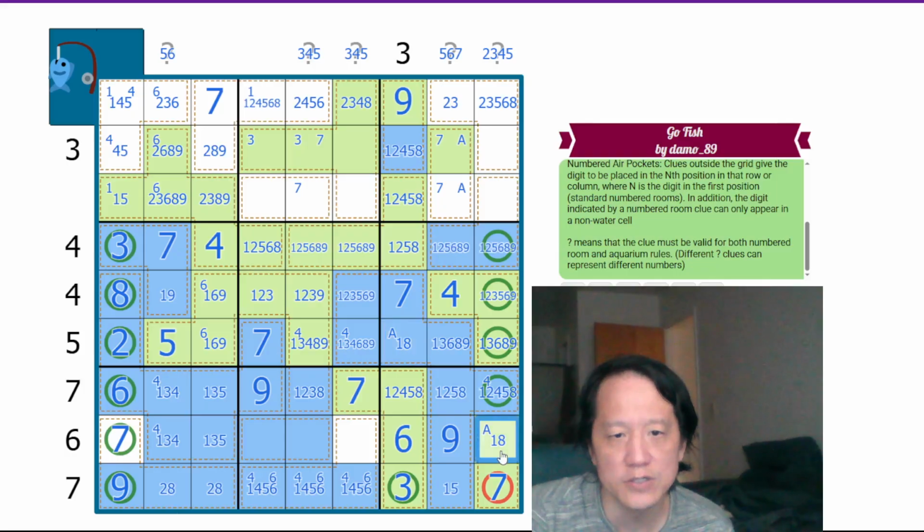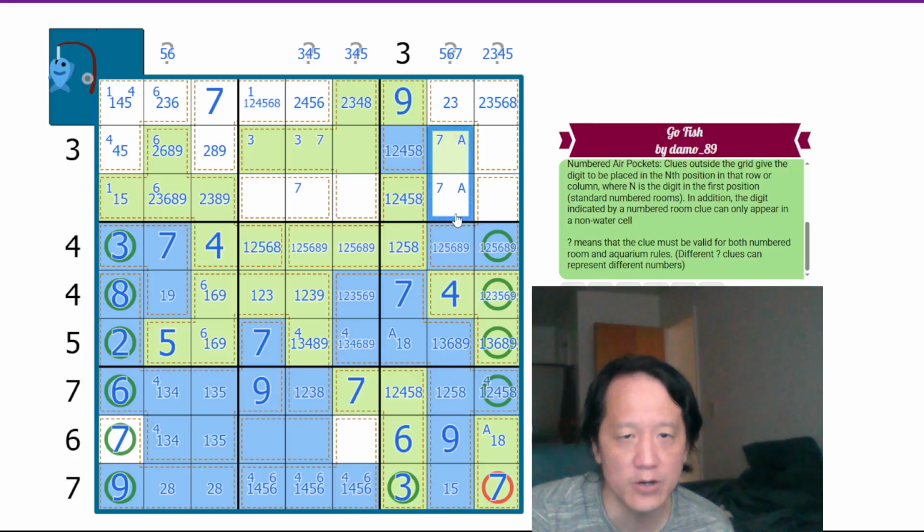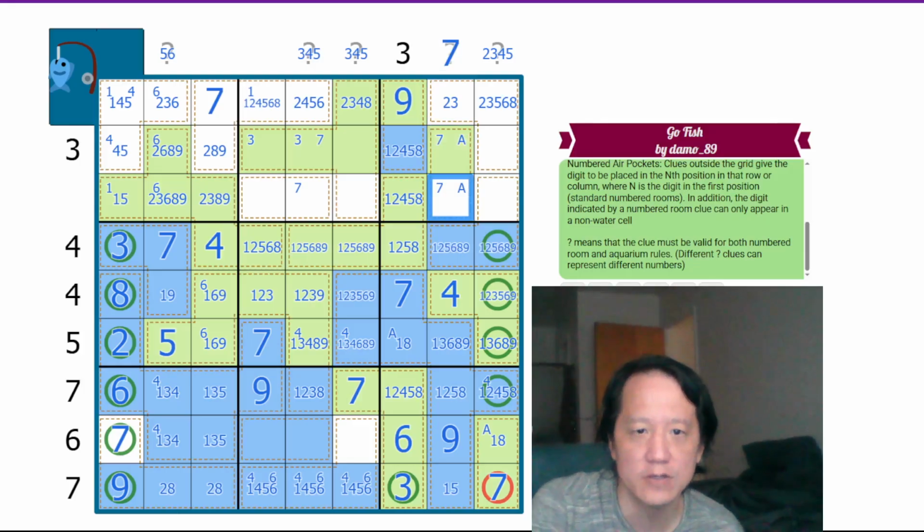So these are the same, because this can't be here, it can't be in the same cage, it can't be the 7, it has to be that digit there. So this is a 7A pair here. Well, A can be 1 or 8, but 8 doesn't work as a digit here. So in the 2 or 3 spot has to be a 7. So this must be 7.